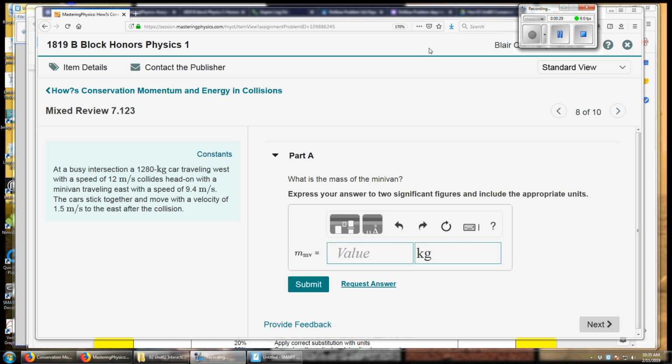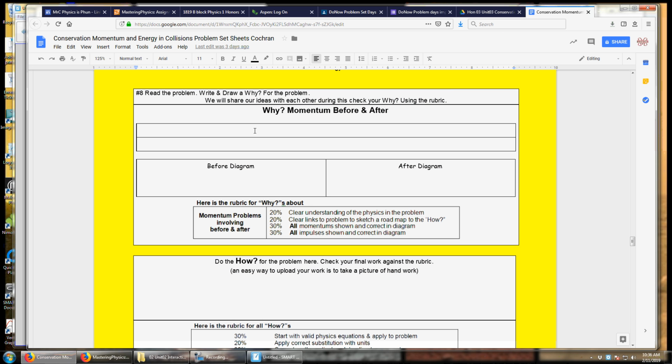Alright. So I'm going to start off with the written part. This is a totally inelastic collision. So momentum is conserved, but not kinetic energy. The two cars become a single body after the collision.